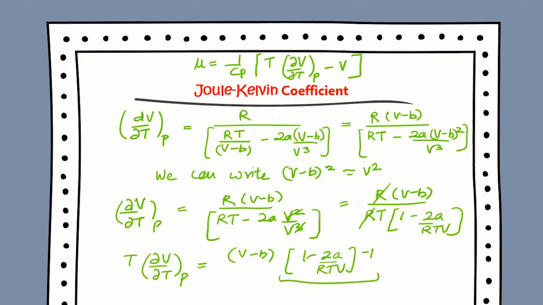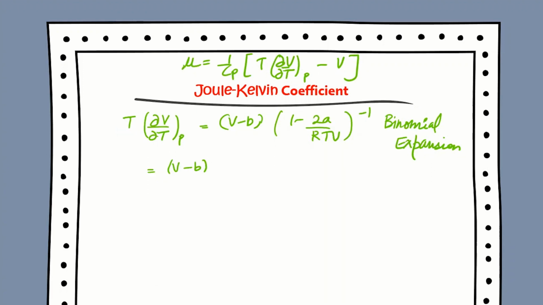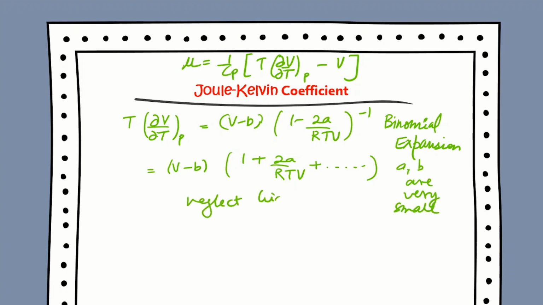So we will use the binomial expansion for this term. Using the binomial expansion, this term will be 1 plus 2A/RTV, and we will neglect the higher order terms because A and B are very small. We can neglect the higher order terms.